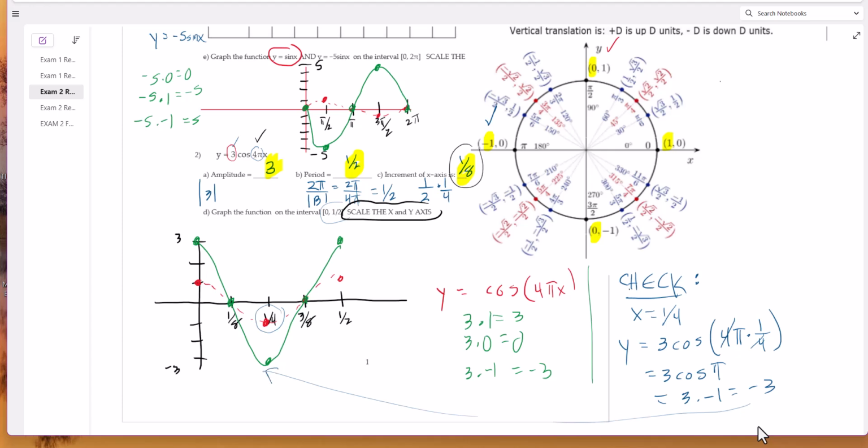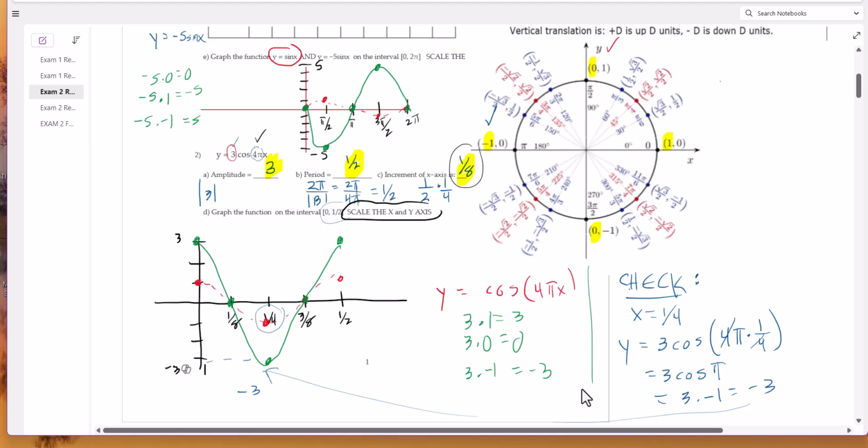Okay, so if you just check one point, then that doesn't prove that all of them are right, but it gives you a good sense that you're on the right track. You can check as many points as you want, but usually if you check one point and you've cycled through the points correctly, then you're going to be okay. Okay, so let me move to the next page here.